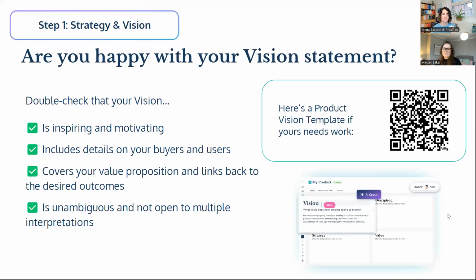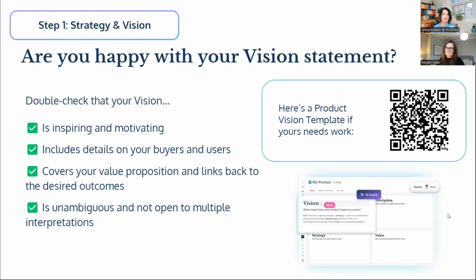And we have what we call our AI product coach, which will give you instant and actionable tips on how to improve your product vision. It'll help check whether your vision is inspiring and motivating, whether it includes details on both your buyers and users, whether it covers your value proposition and links back to your desired outcomes, the stuff you've put in ProdPad, and just checks that it's not ambiguous and not open to multiple interpretations. So lots of different ways that you can improve that, and ProdPad has tools to help you do that.